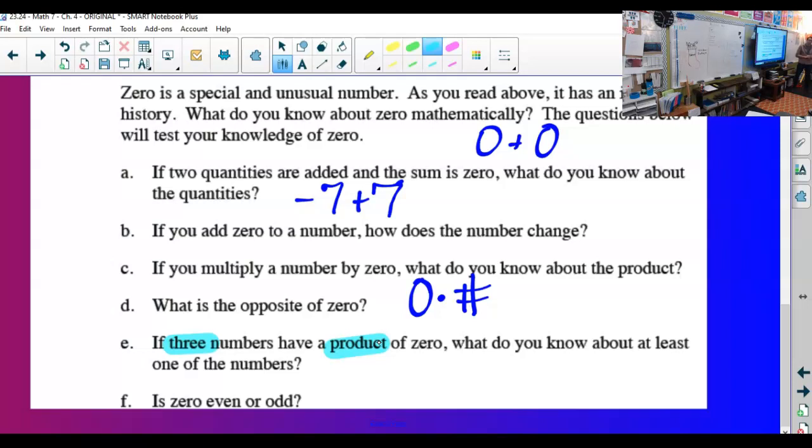So it has to be the inverse and a 0. So it could be 7 plus negative 7. Wait, what does product mean? Product means multiplication. So this means we're multiplying. So we have x times y times z, right? We just say 3 numbers. So what do we know about those numbers? At least one has to be 0. The others could be anything, like 1,000.